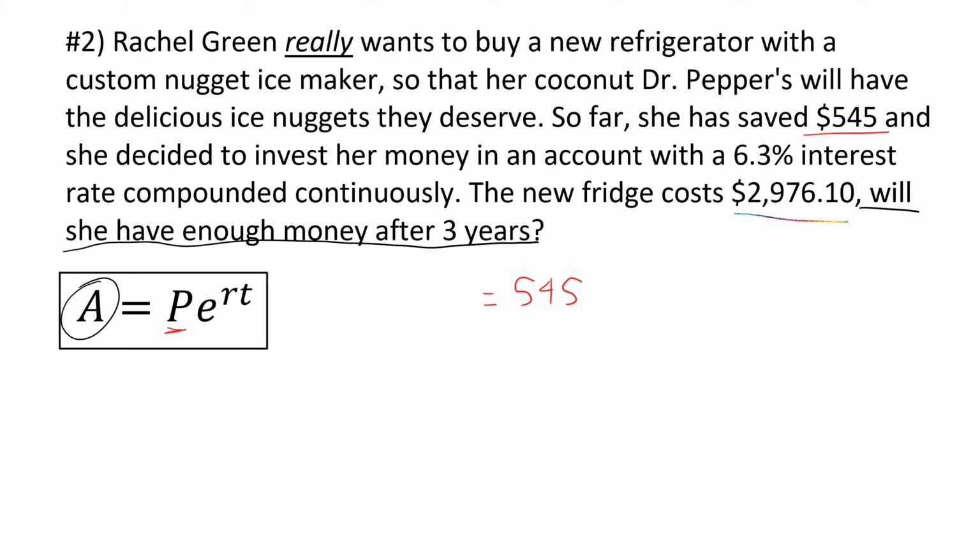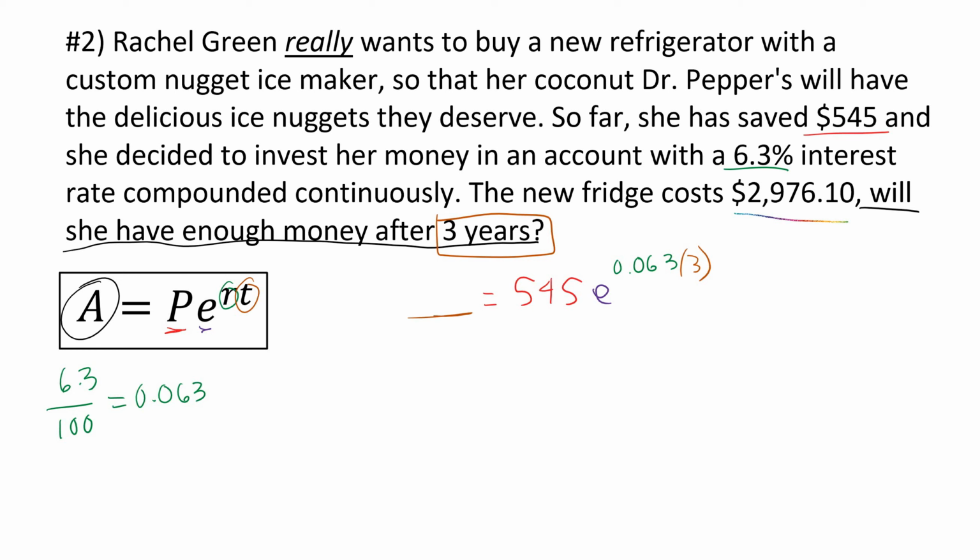We know that E is just a number, so we don't have to solve for anything there. And our rate is going to be our interest rate, right? But we want to plug that rate in as a decimal, not as a percent. So we'll divide by 100. All right, there's our rate, 0.063. Okay, our last thing is our T. We need to figure out how much time. She says that she wants to have the fridge after 3 years. So in this one, it's already in years. We don't have to change it.